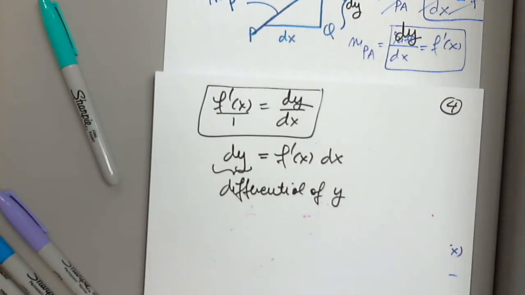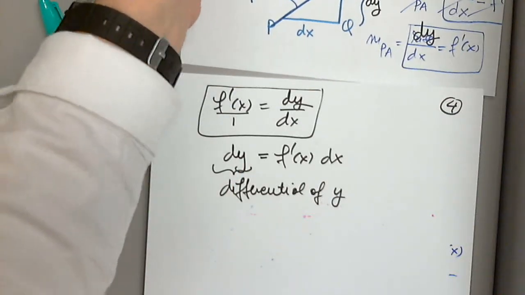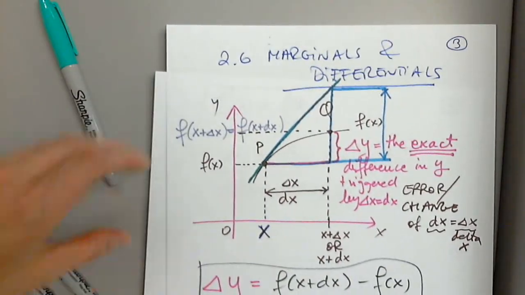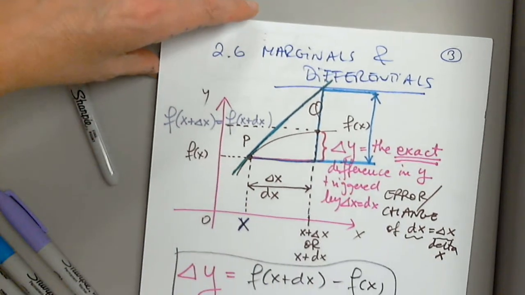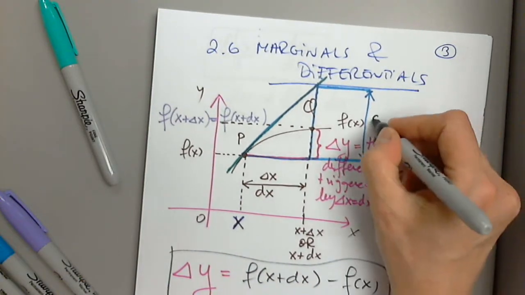So wait a minute. We have to identify, and I understand what this means. The actual distance or error or change in y created by dx is delta y. But then what is this? What is the explanation or meaning of this? So coming back to our original graph, this is dy.